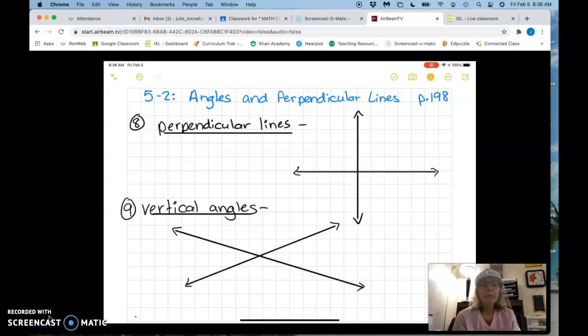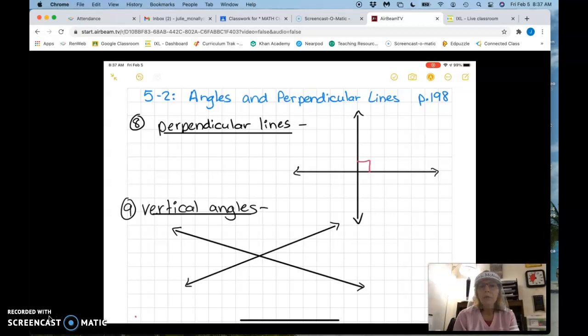So number 8 is perpendicular lines. Perpendicular means what? Anybody remember? Parallel? Nope. Parallel is the opposite of perpendicular. Parallel means they run next to each other, they never touch. Perpendicular lines cross each other, they touch. So perpendicular means they touch, but they meet at a specific angle. What angle? 90-degree angle. Look at the picture. What degrees is that angle? 90. Good, Bradley. Perpendicular lines meet at 90-degree angles.